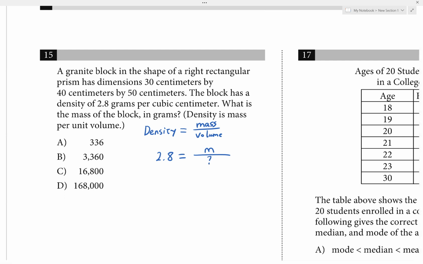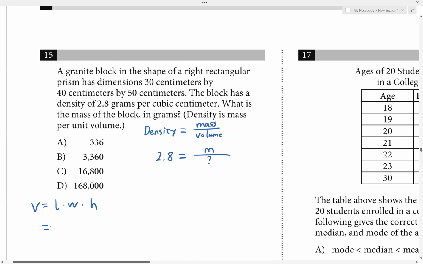So our first step for this question is to figure out the volume of the rectangular prism. For a rectangular prism, the volume formula is length times width times height. So we know all the dimensions, 30 by 40 by 50. It doesn't matter which one you call length, width, or height. It's just the three dimensions here. So I have to multiply them together.